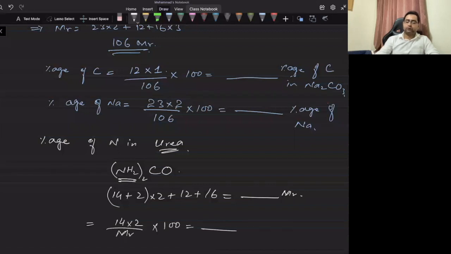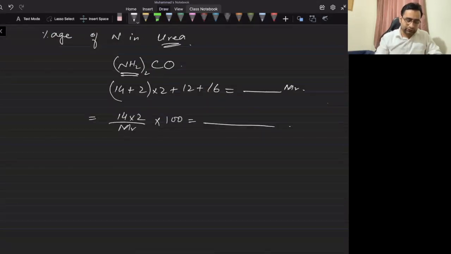This is the formula which is used to find out percentage composition of nitrogen in urea. In a similar way, you can also find out mass composition. For mass composition, you will use the same formula.